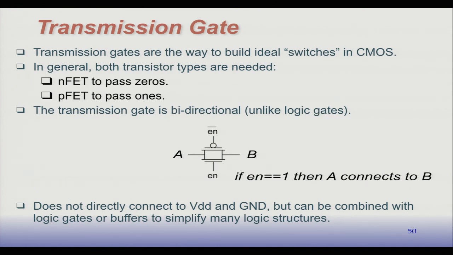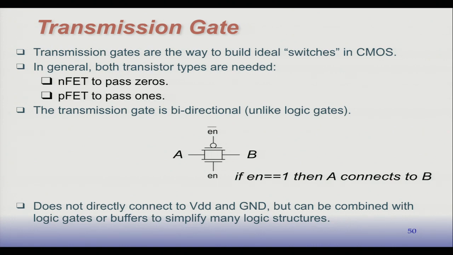Now, I just told you that we can't build ideal switches with just one type of transistor or another. The N-type transistor is good for passing zeros or generating zeros. The P-type transistor is good for generating ones. If we need to pass both values through, then we need to use both transistors. So this configuration here is what we use in some circumstances, which I'll show you. And we call it a transmission gate. And it works this way.